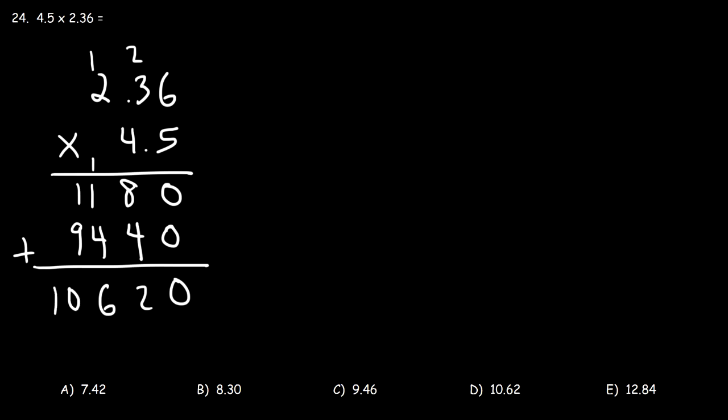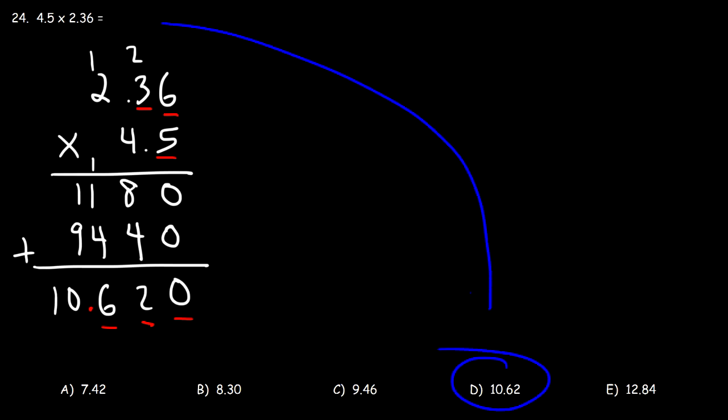Now, where should we put the decimal point? Notice that we have 2 digits to the right of the decimal point in the first number, and 1 digit to the right of the decimal point in the second number. So we need to put the decimal point where we have 3 numbers to the right of it. So the answer is going to be 10.62. So that's 4.5 times 2.36.